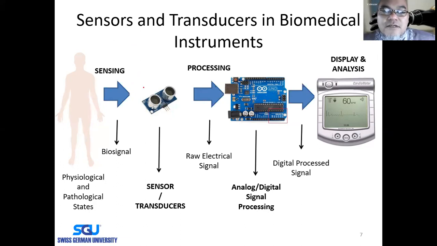So here, the role of sensor and transducer, again, what we are studying in this course, is the main device in the forefront of any biomedical instrumentation system that can convert biosignal into raw electrical signal. Of course, in later development, in recent studies, even the processing here can be integrated with the sensor to form what we call an intelligent sensing system.